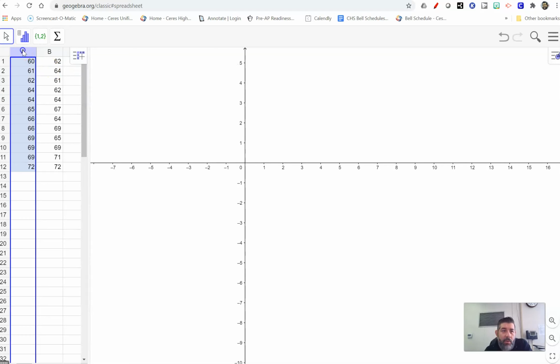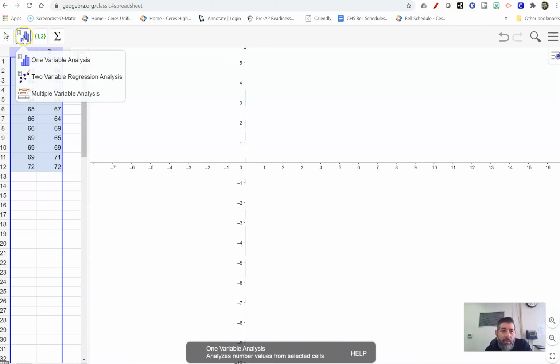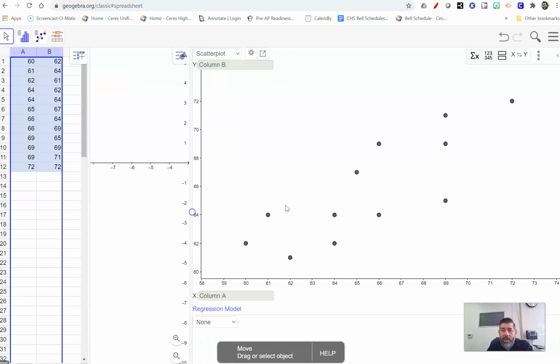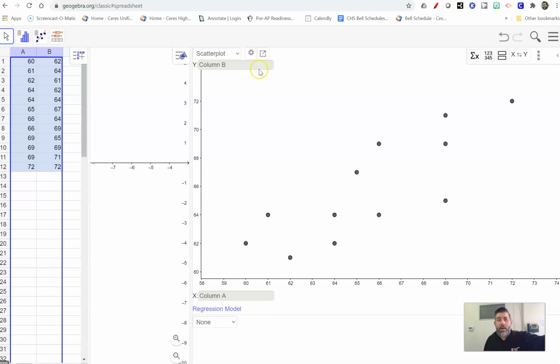All right, once we have these in here, we're going to highlight both of them. We're going to click on the little histogram in the corner like we've done for many things in the past. And we're going to do two variable regression analysis. So click on that guy. There we go. All right, so now we got a nice scatter plot here, column A being my height and column B being my wingspan. All right, so now what?